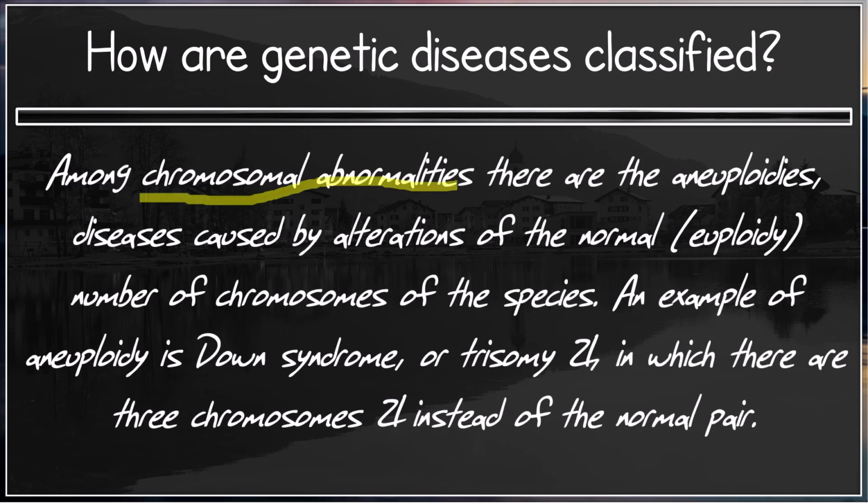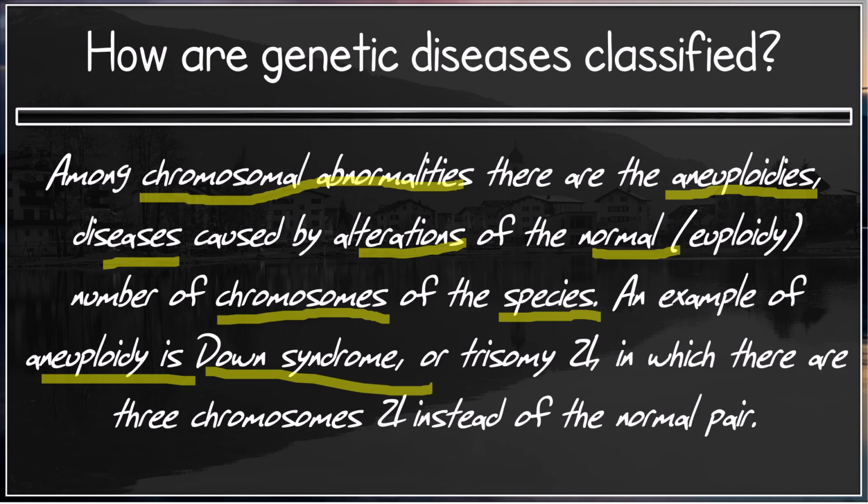Among chromosome abnormalities, there are the aneuploidies, diseases caused by alteration of the normal number of chromosomes of the species, euploid. For example, aneuploidy in Down syndrome, or what we call trisomy 21, in which there are 3 chromosomes 21 instead of the normal pair.